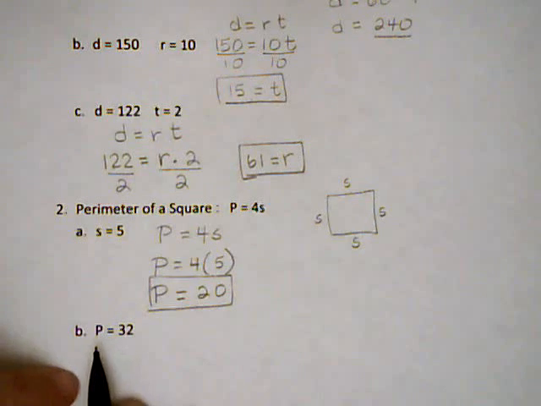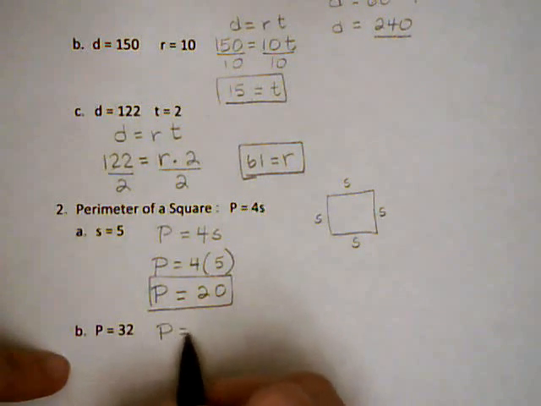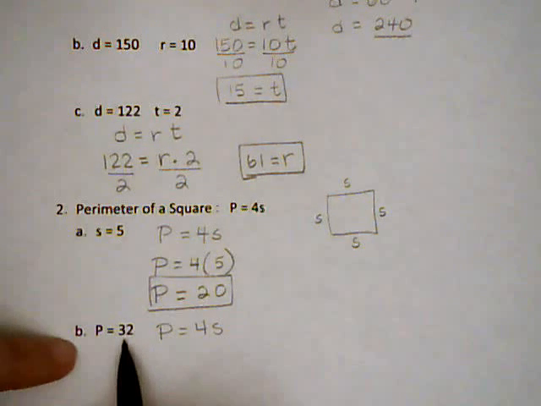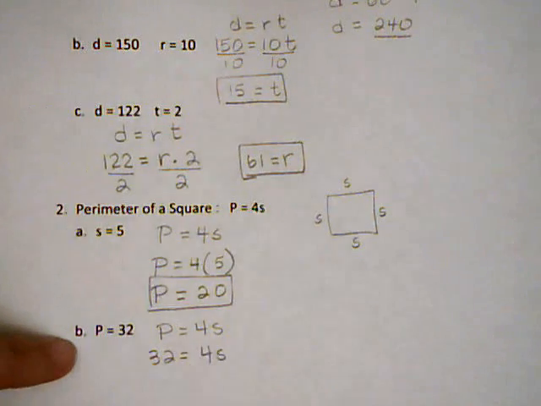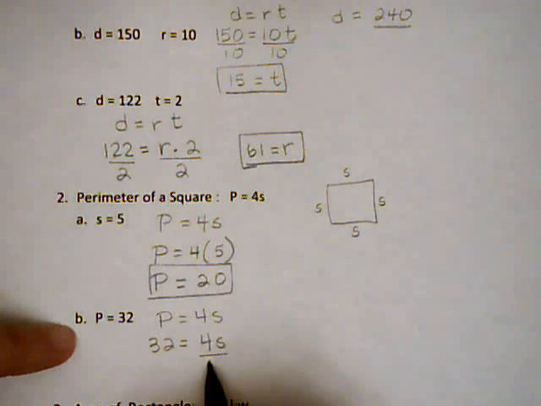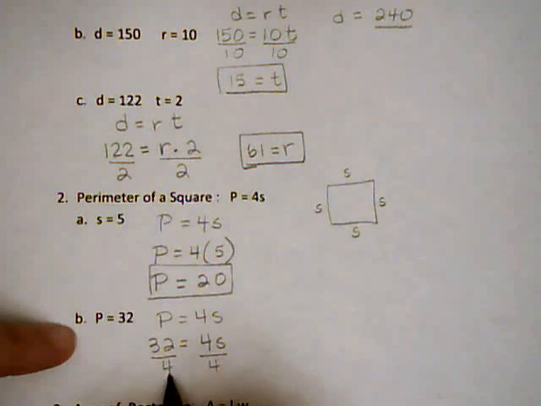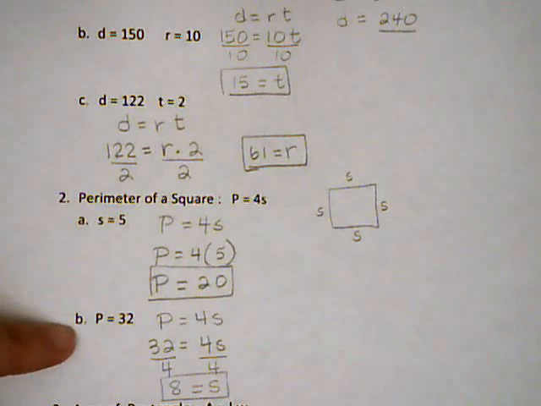Then B gives us that P is equal to 32. Again, you go back to the original formula. We know that P is 32, so I plug that in for P. Now I want to solve for S, which will be the length of the side. So divide by 4, divide by 4. This gives me S is equal to 8. So the length of my side would be 8.